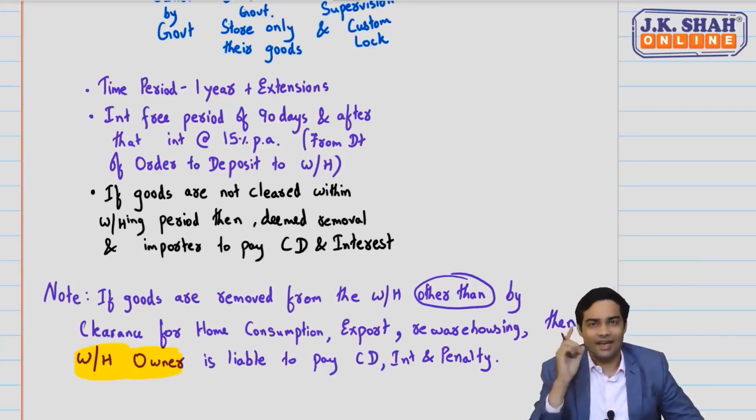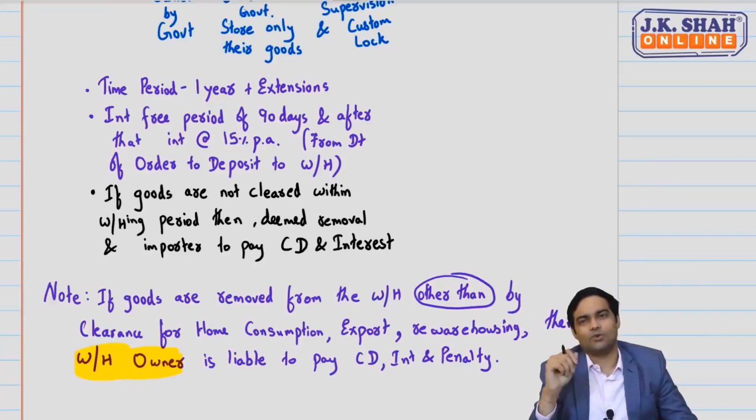Time to make a mistake. Listen to this and try to think. Say suppose goods are there in the warehouse. The importer now relinquishes the right and he says, I will not clear the goods. In such cases, can custom authorities recover custom duty from the warehouse owner? The answer is no. Reason, sir?